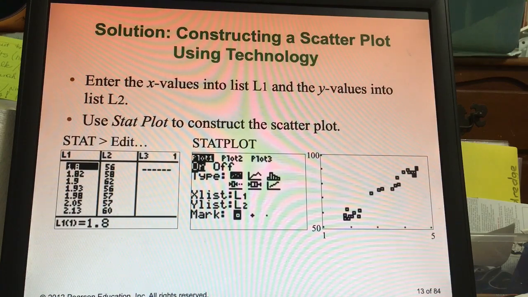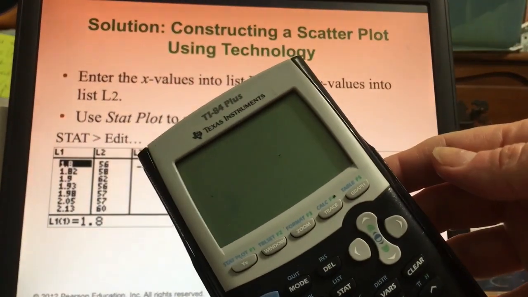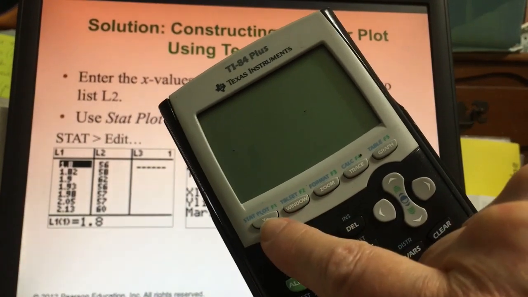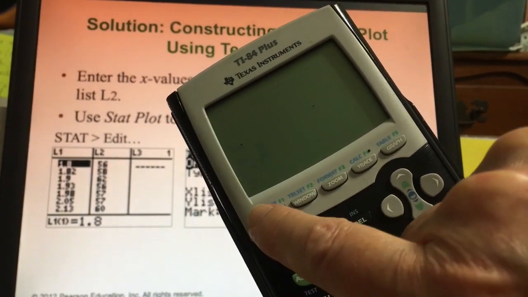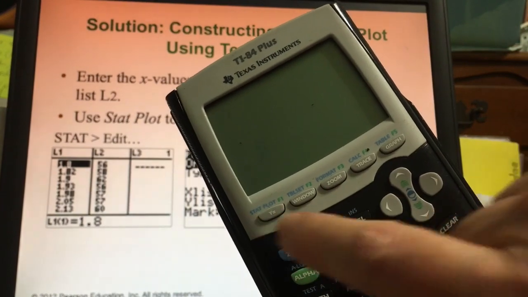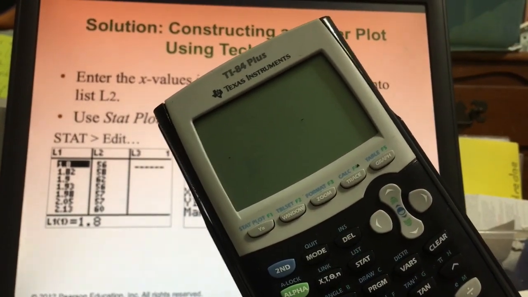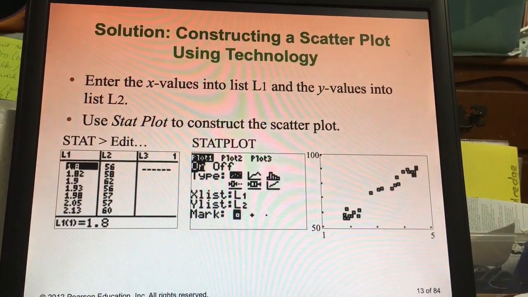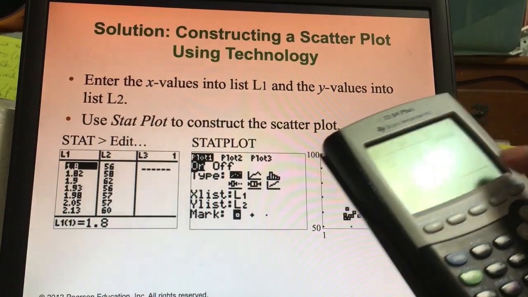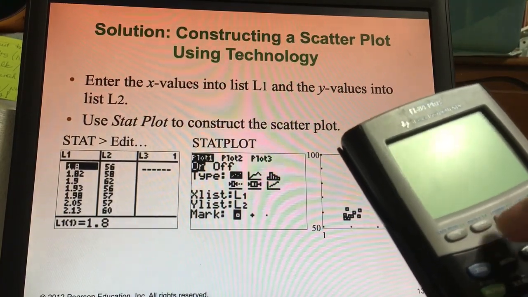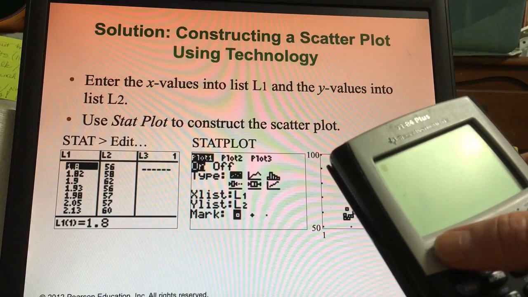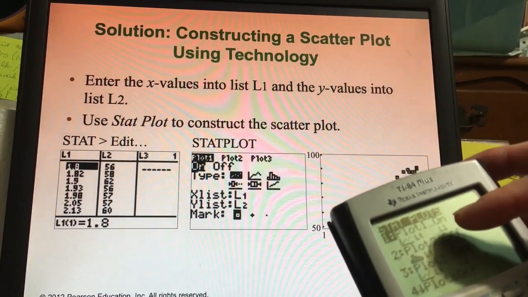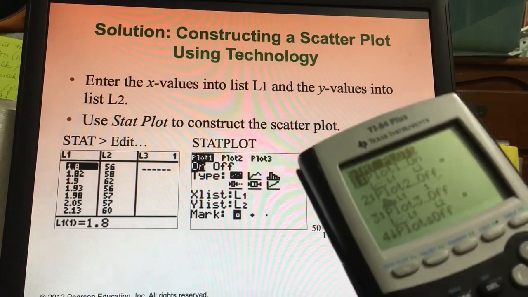So stat plot. Here I have my calculator, and right above this key is stat plot. So we have to do second stat plot. Second Y equals gives us the stat plot on our calculator. Then once we get there, we're going to do second stat plot. Turn on the calculator helps. And then you're going to see plot 1. So I'm going to hit enter on plot 1.